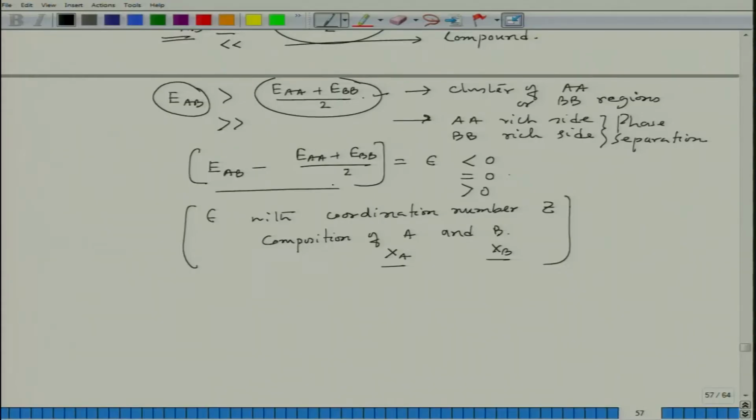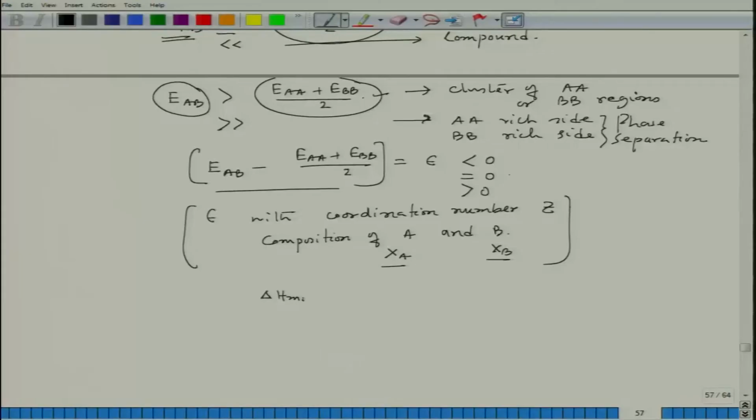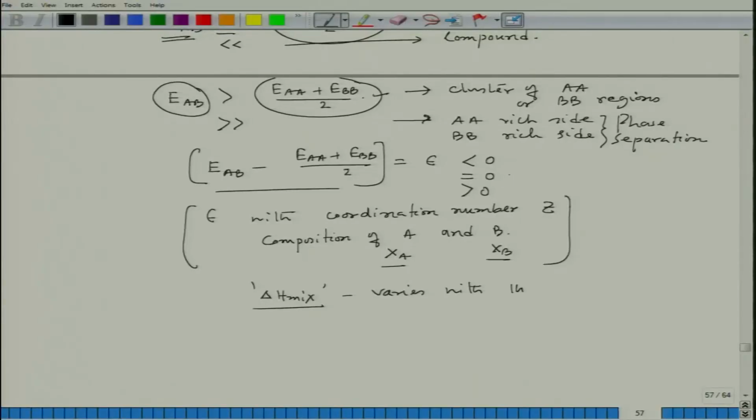So, in our next lecture we will try to relate this energy difference with the composition of A and B in that alloy or solution and the coordination number, and then we will see how ΔHmix varies with the composition change.